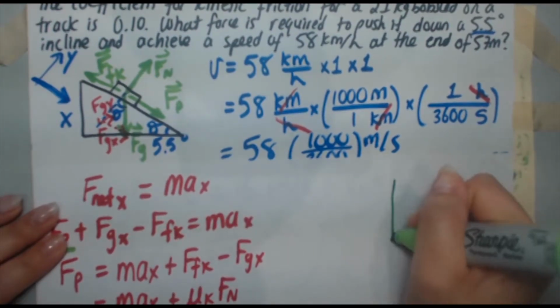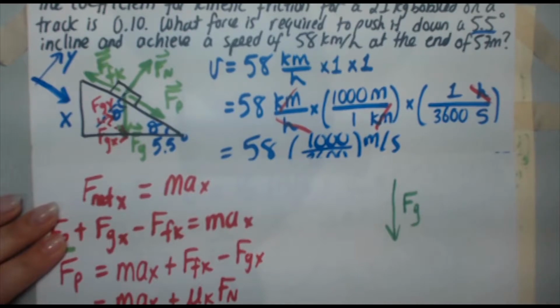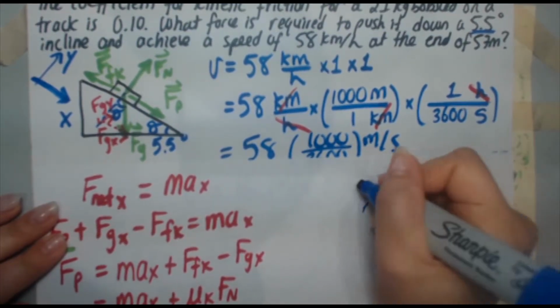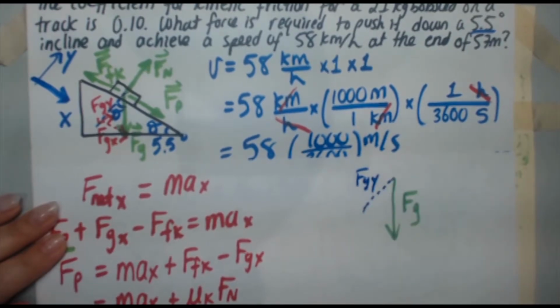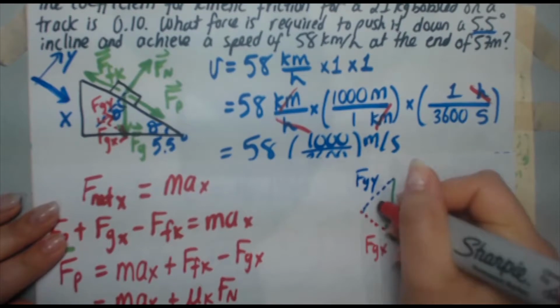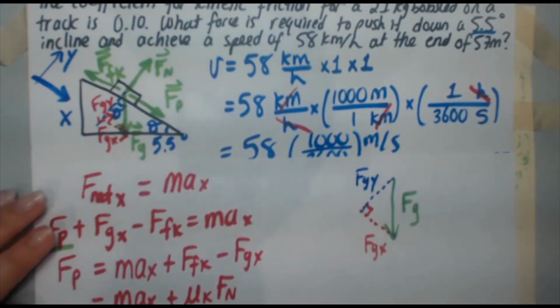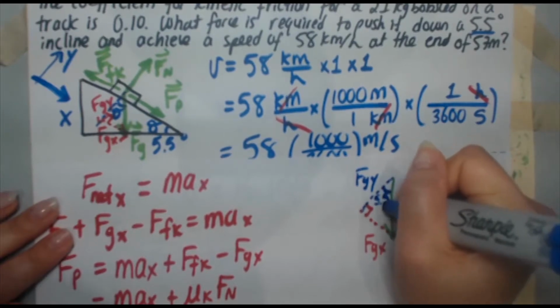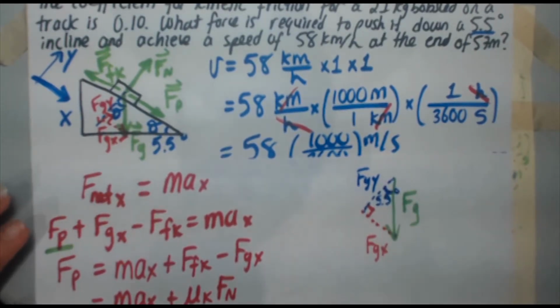So if we've got FG going like that, we've got FGY, and then you've got FGX. These two meet at a right angle, right? We know that this angle right here is 5.5 degrees.